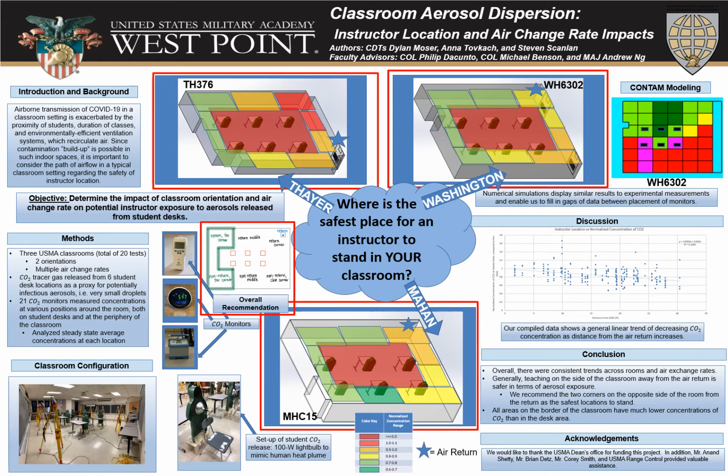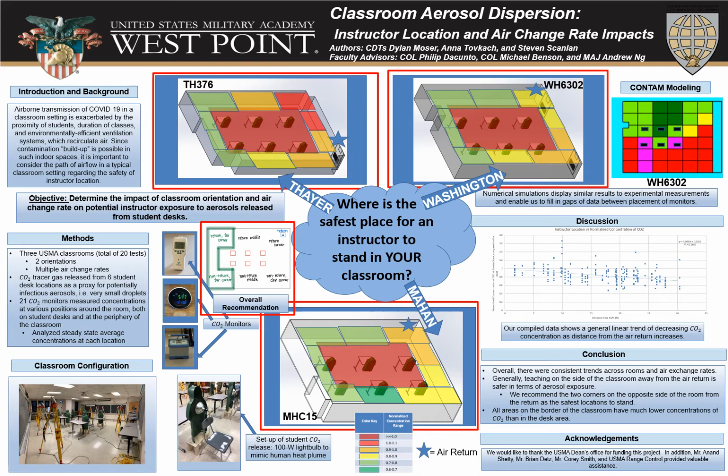The top left graphic shows an example classroom where the return is in the back right of the classroom. The safest places to stand from this experiment were in the front left and back left of the classroom, denoted by a green rhombus. In the top right image, the return is in the front right of the classroom, and the safest places to stand were in the front left and back left.